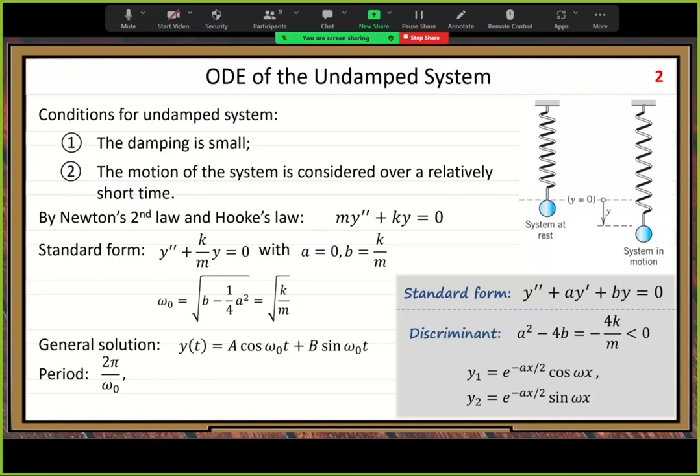But I want to explain why. Look at the first equality. Let me cover the second. For the first equality, cosine omega 0 t equals cosine of omega 0 t plus 2 pi, because cosine is a 2 pi periodic function. The period of cosine is 2 pi. Okay? 2 pi, the whole circle.